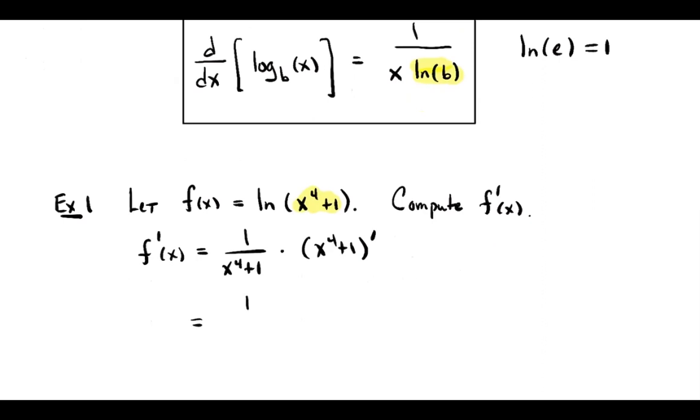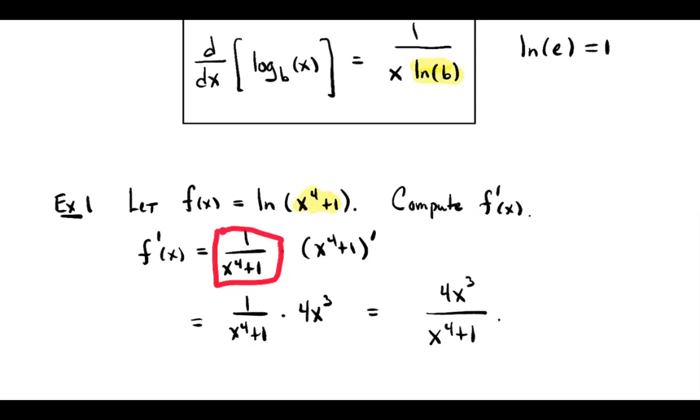So if I do that out, this 1 over x to the 4th plus 1 isn't doing anything. The derivative of x to the 4th plus 1 is 4x cubed. I can write that as a single fraction, 4x cubed divided by x to the 4th plus 1. So there's our derivative of the natural log of x to the 4th plus 1. That pattern is actually pervasive. Anytime you're differentiating a natural log function, you're always going to have 1 over what's inside of it times the derivative of what's inside of it. That's how the chain rule is always going to work.